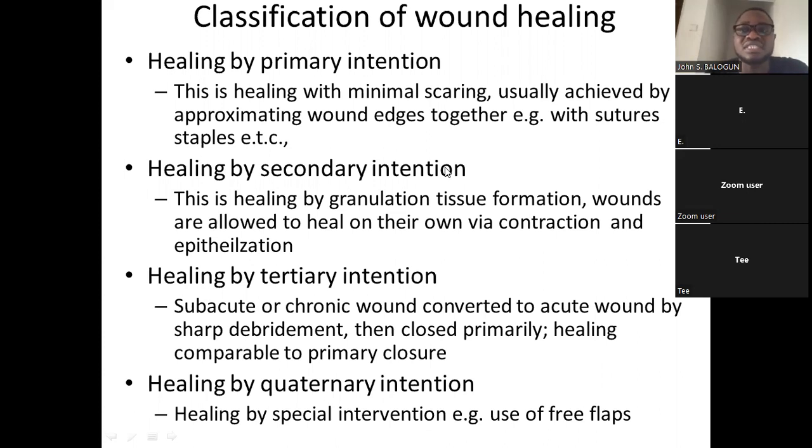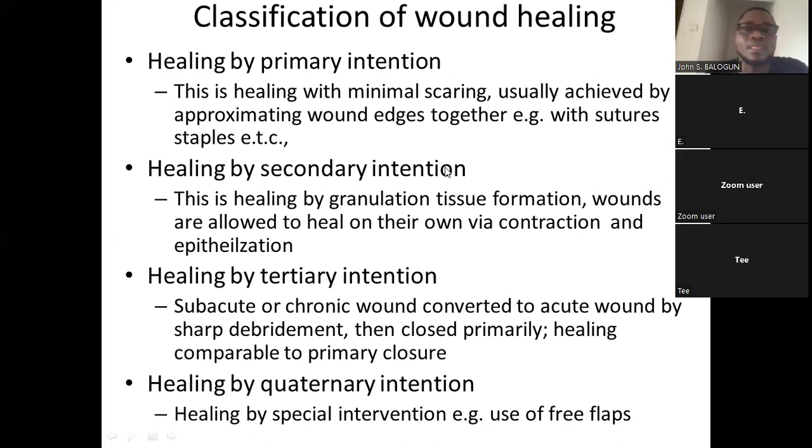So though the aim initially was primary intention, the wound eventually healed with secondary intention because that wound was initially infected. So if you see a broad scar, just know that that wound healed by secondary intention, even though the wound was initially sutured. The wound did not heal by primary intention, it healed by secondary intention.